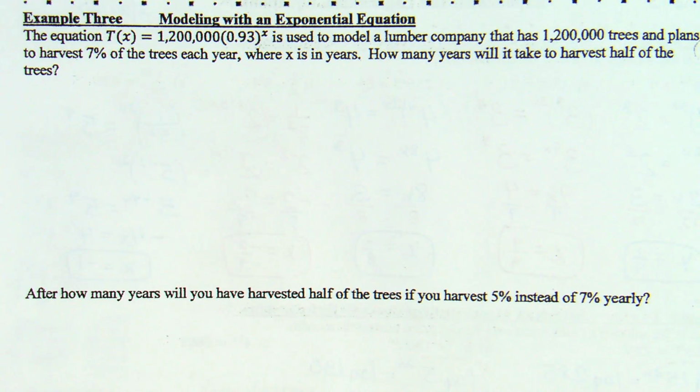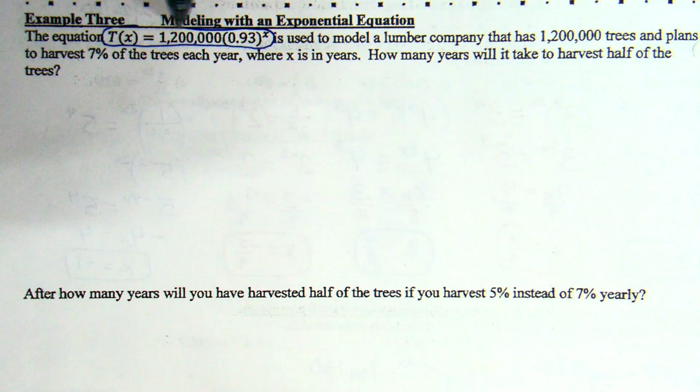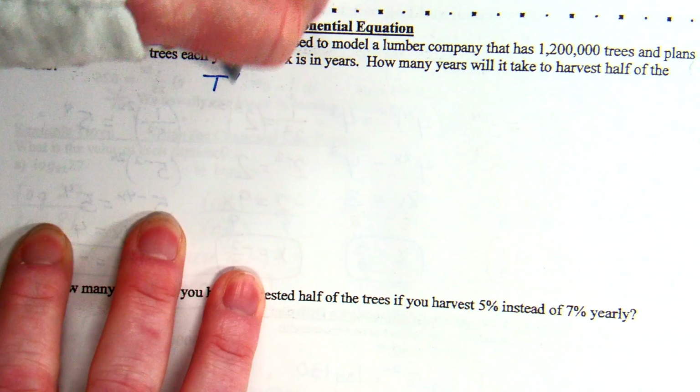Okay. The equation T of x equals 1,200,000 times 0.93 raised to the x is used to model a lumber company that has 1,200,000 trees and plans to harvest 7% of the trees each year, where x is in years. How many years will it take to harvest half of the trees? So good news. They give me a formula, yes?